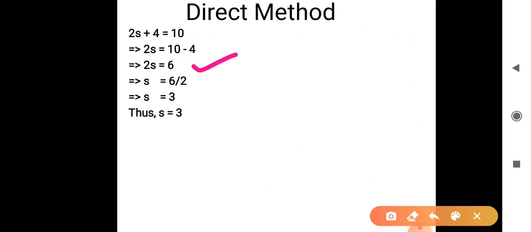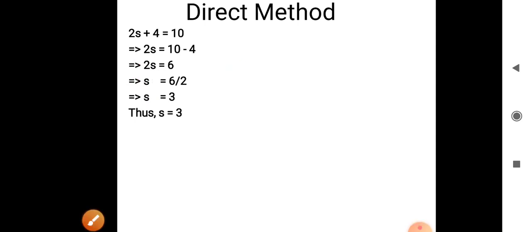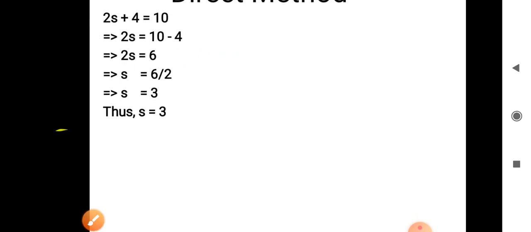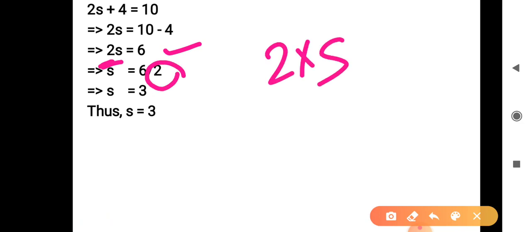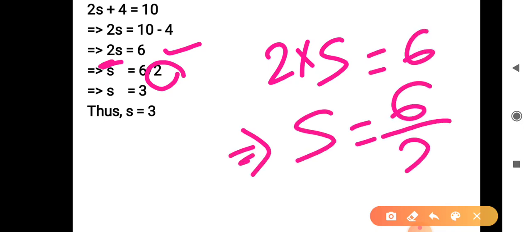Now we need to find out the value of s, but not twice s. So what we are going to do? We have to remove this 2 as well from the s. Okay. So twice s is equal 6. Now as I have said, you have to remove this 2, and you can see 2 has got multiplied to s. So when you will be transferring it to its opposite side, that is the right hand side, it won't go like multiplication. It has to go in the division form. So 2 into s will become s equal 6 divided by 2.